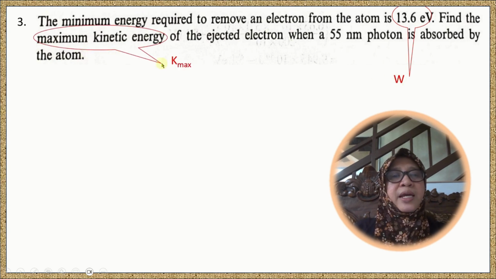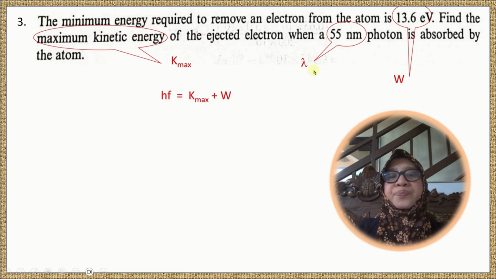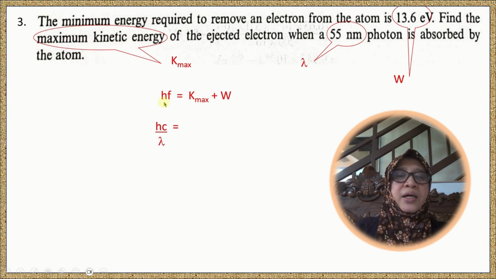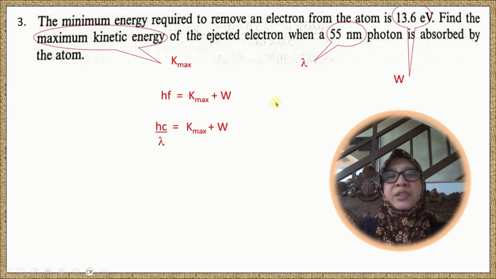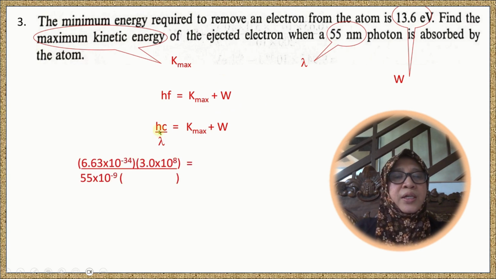Then maximum kinetic energy is Kmax, and the wavelength is 55 nanometer. So we use the photoelectric equation, where f is c over lambda, and we substitute all the values into the equation. Planck constant is 6.63 times 10 to the power of negative 34. c is the speed of light. The wavelength, 55 nanometer, we convert to meter.